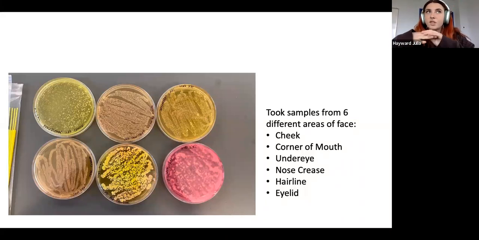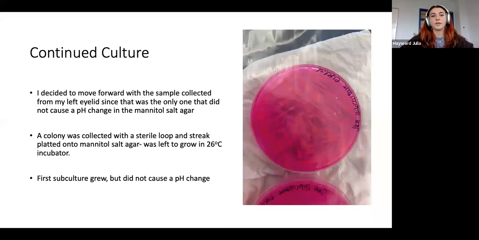So, you have sort of an alternating environment of a fold being there and then not being there when your eyes are closed, like when you're sleeping. So I wanted to see if that had anything to do with what we could be seeing in this culture. So I continued to culture.